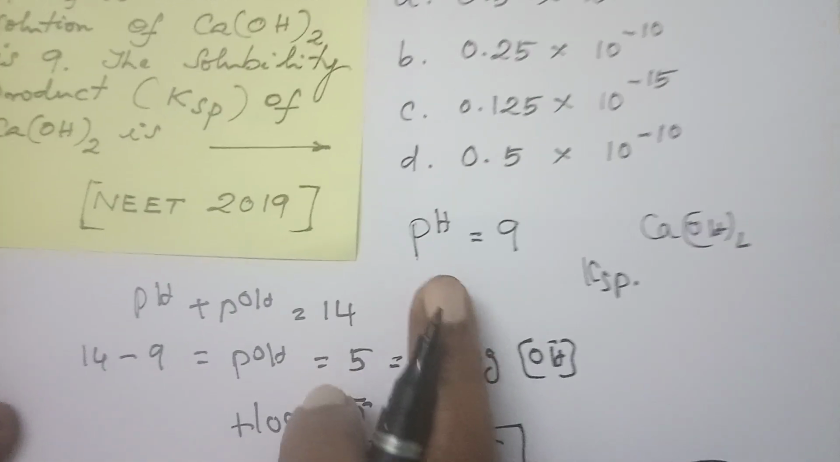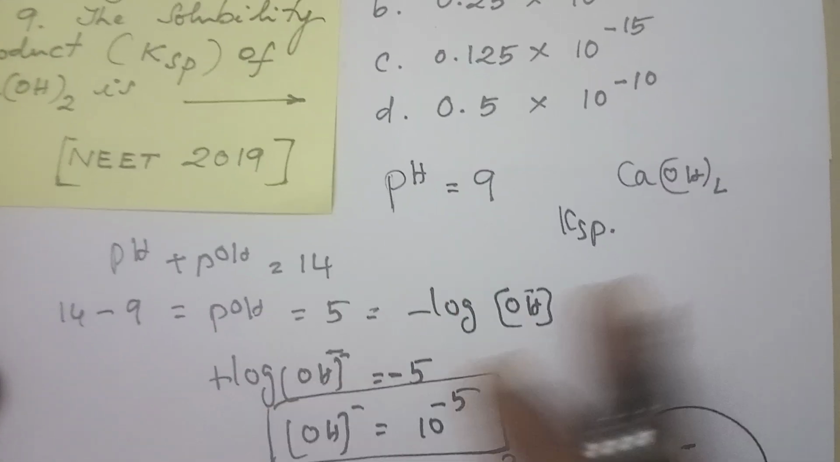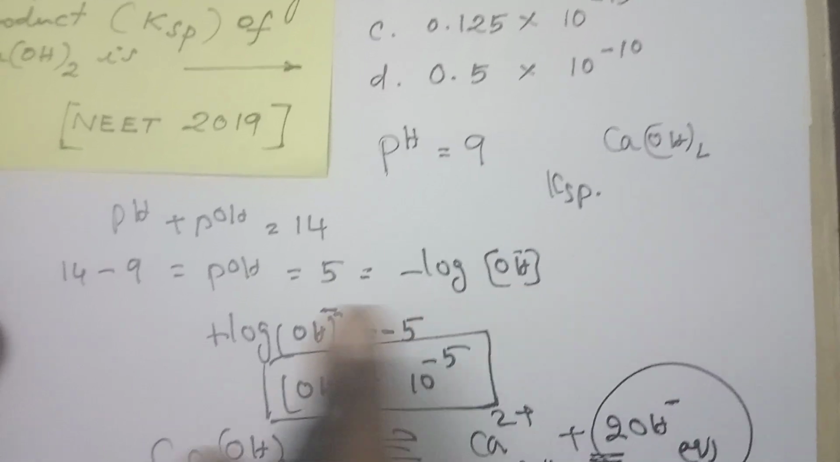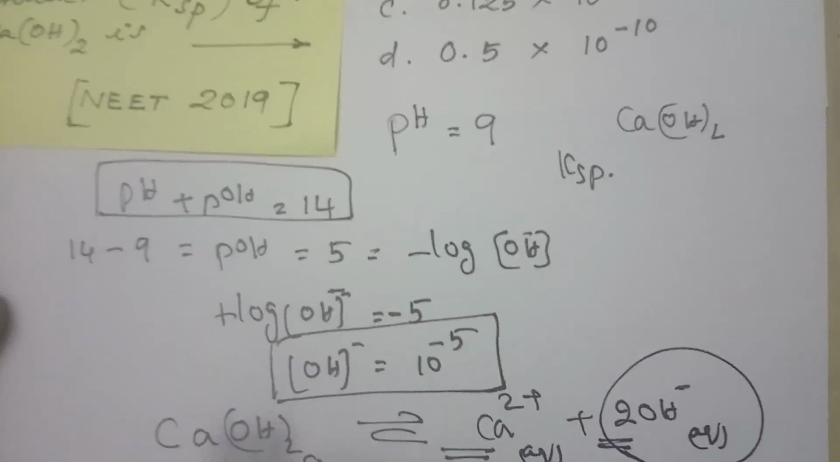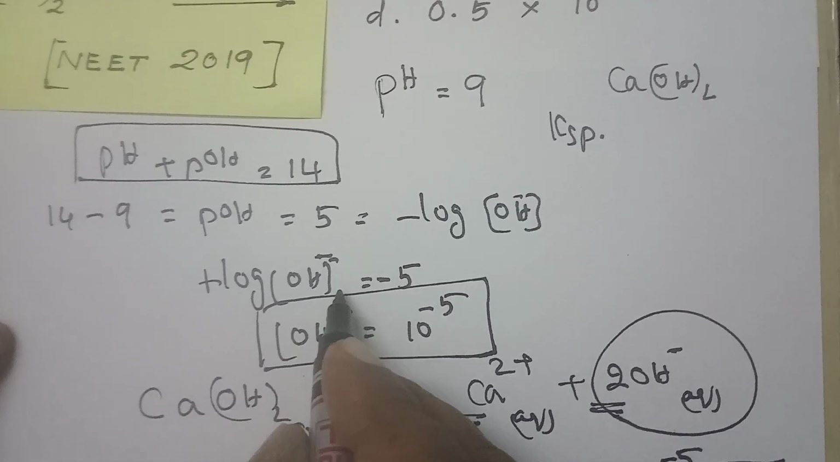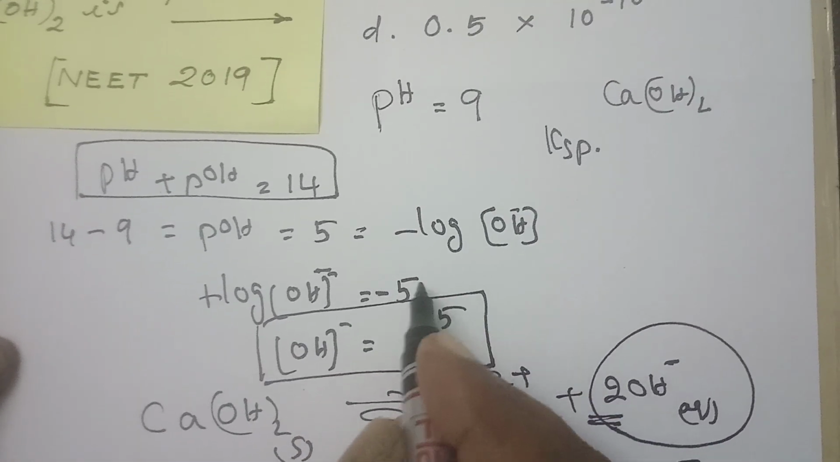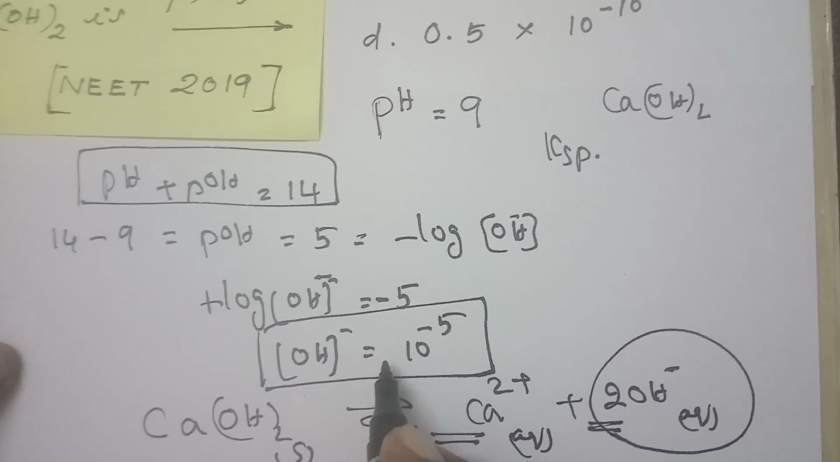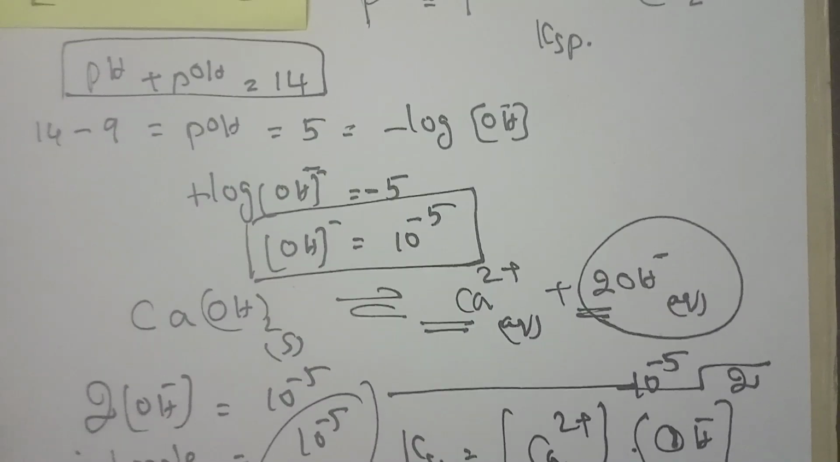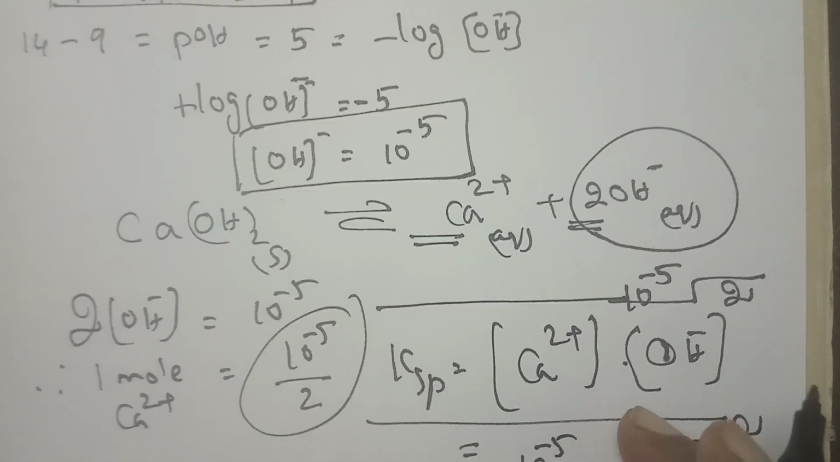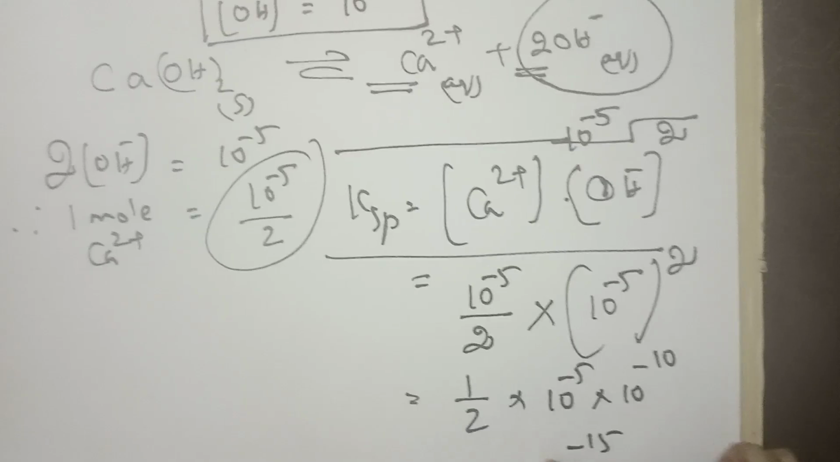pH is given, from that you find out the pOH because it's a basic solution. From the pOH, for that we are using this first formula. The next formula is negative log of OH is equal to your 5. From that you are calculating the OH concentration. This is the second formula. The third one is the solubility product formula. With that you find out the answers.